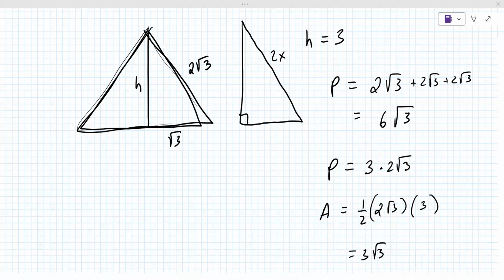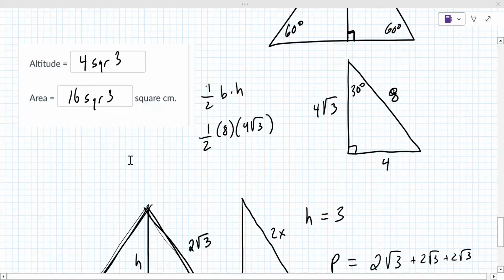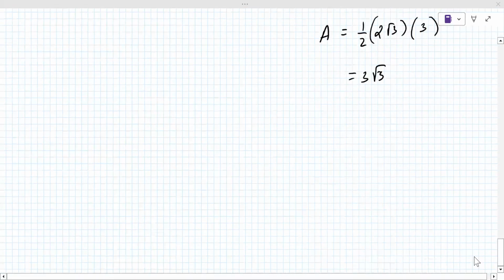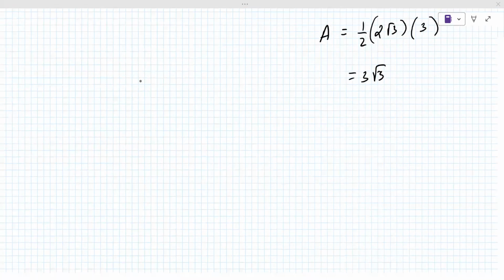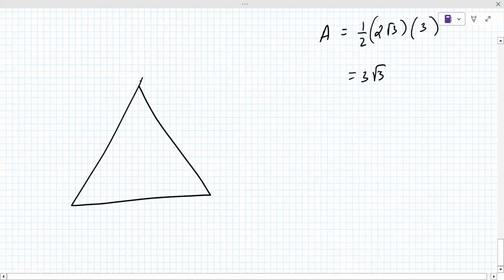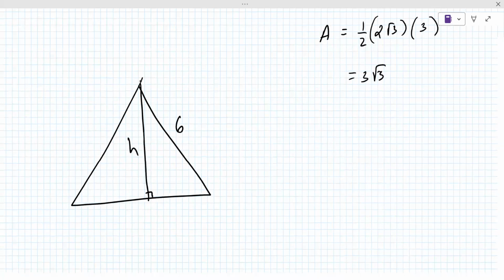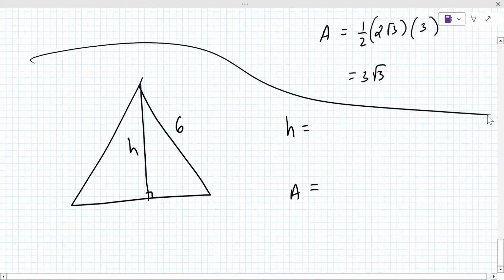Yeah, let me give you one more of these. We did that. Okay. So this one's a little bit easier here. I want you to find, let's say this is 6. I want you to find the value of h and then the area of this triangle, please. It's an equilateral triangle again.